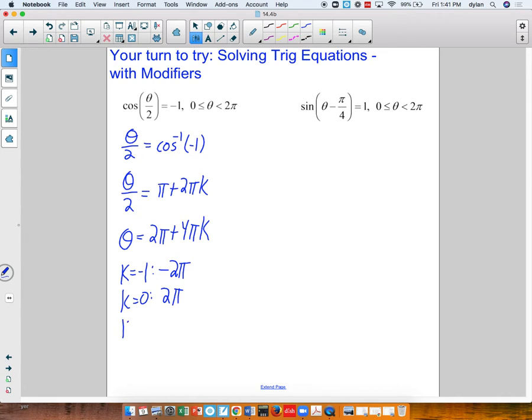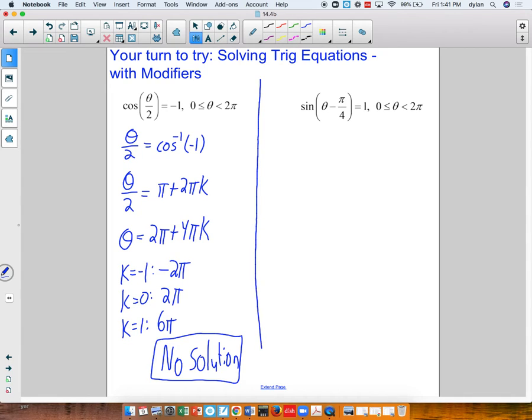And if k equals 1, then we end up with 6 pi, which is not on the unit circle. So in this case, and I could go further, but I don't have to, because they'd all not be on the unit circle. So this problem actually has no solution, because there's no value for k in which we would get an answer that's actually on the unit circle itself.